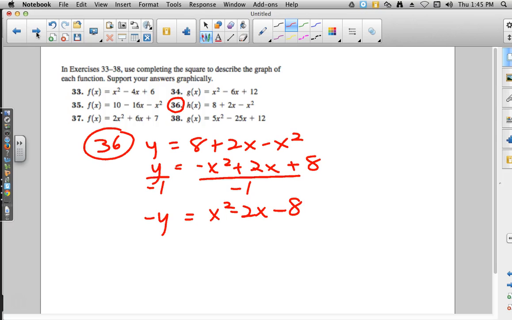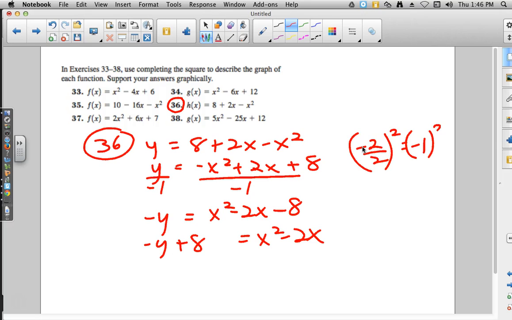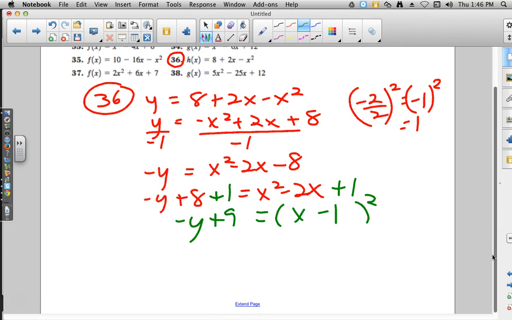All right, so next up is recognizing that that 8 in back is not a perfect square and adding that to both sides. The b over 2 squared, so negative 2 divided by 2 squared is negative 1 squared, which is 1. So we need to add 1 to both sides. Left-hand side will be negative y plus 9, and the right-hand side is now that perfect square of x minus 1 squared. Again, we just check right here. Our b over 2 is the value that we need to put in this position.